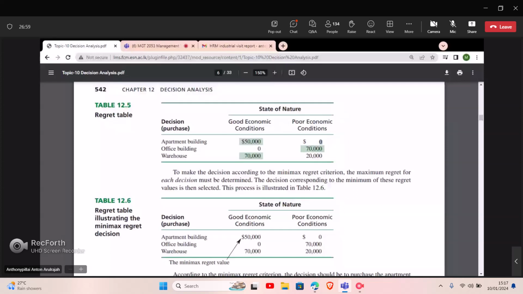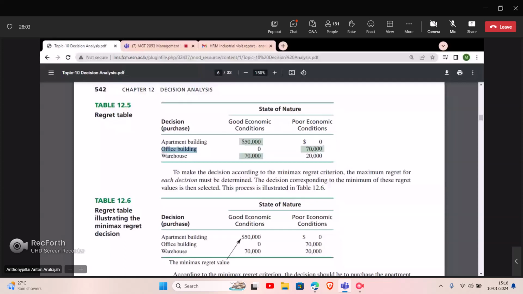That's why, to make a decision according to the minimax regret criterion, the maximum regret for each decision must be considered. The apartment building is one decision, the office building is another, and the warehouse is another. For the apartment building the maximum is 50,000. For the office building the maximum is 70,000. And from the regret table, the warehouse is this. This is the highlighted one. So this process is illustrated here.